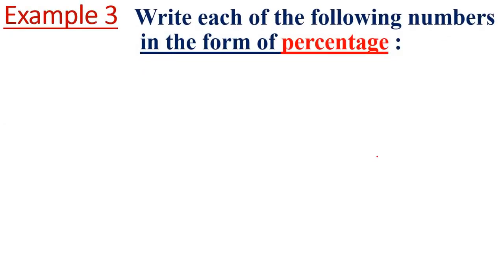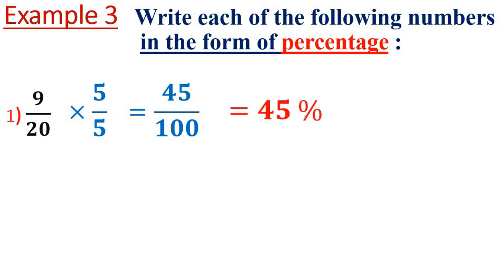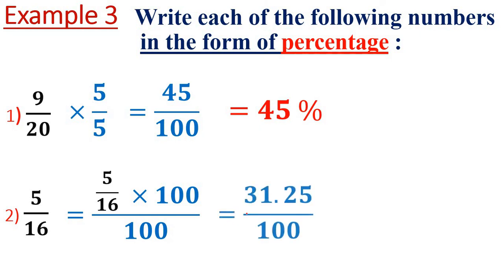Example number 3, write each of the following numbers in the form of a percentage. To convert any fraction or any number into percent form, we multiply up and down by 100, or make the denominator 100. So we multiply up and down by 100, it will be 45 over 100, it means 45%. 5 over 16, to convert it into percent, we multiply up and down by 100 like this, it will be 31.25 over 100, it means 31.25%.